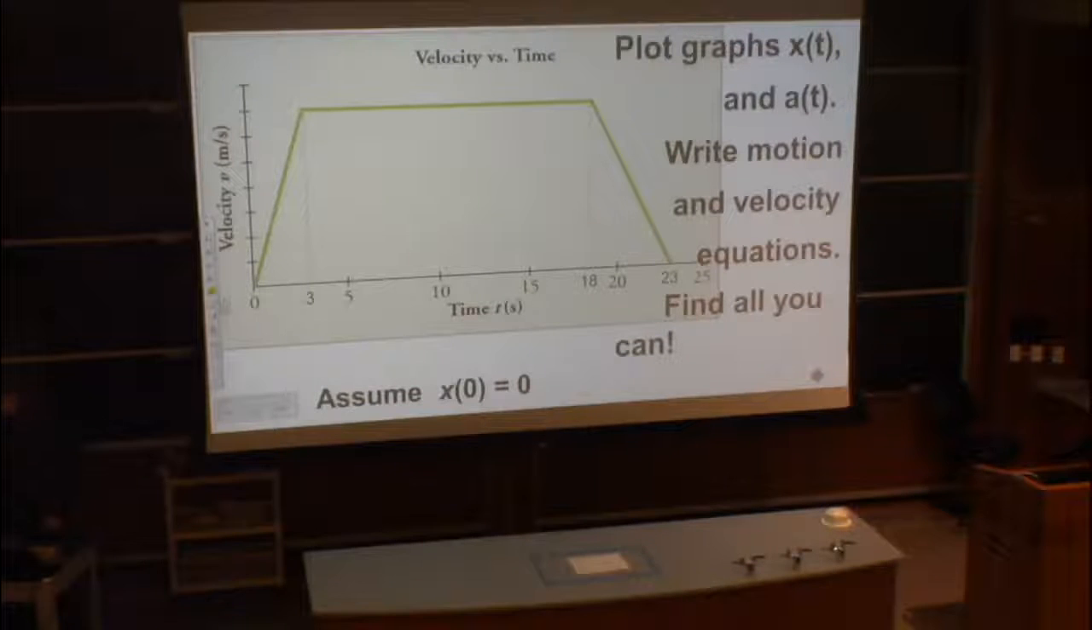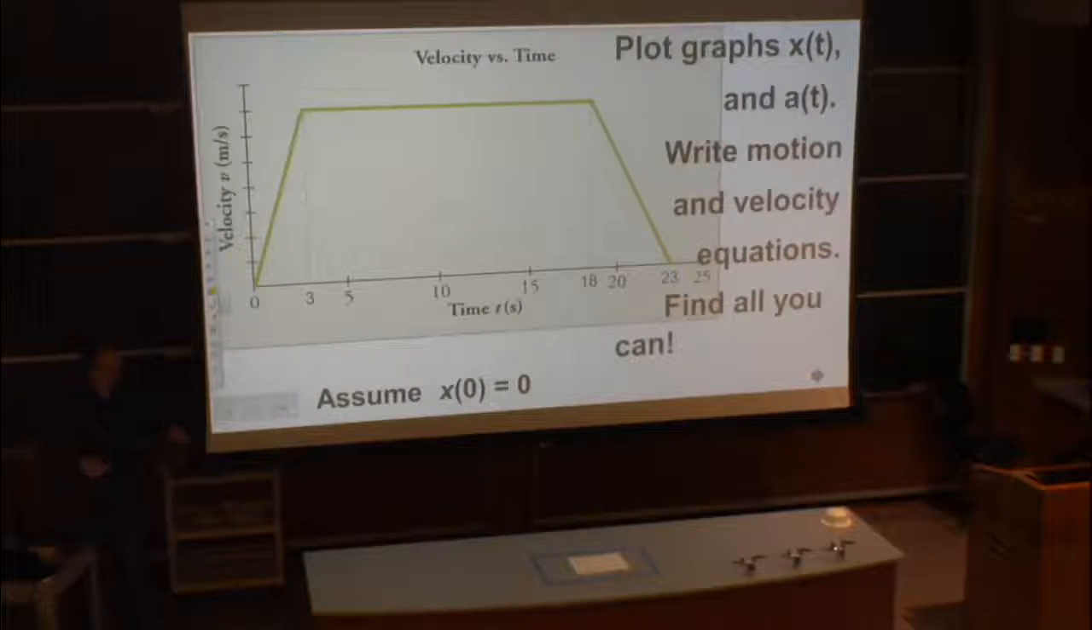Well, let's do some more examples. Graph. How do we use graphs? This is an example for the velocity graph. First, we need to read it. What is happening? The motion starts from the origin, and from the origin it starts moving either to the right or to the left. The graph tells us.